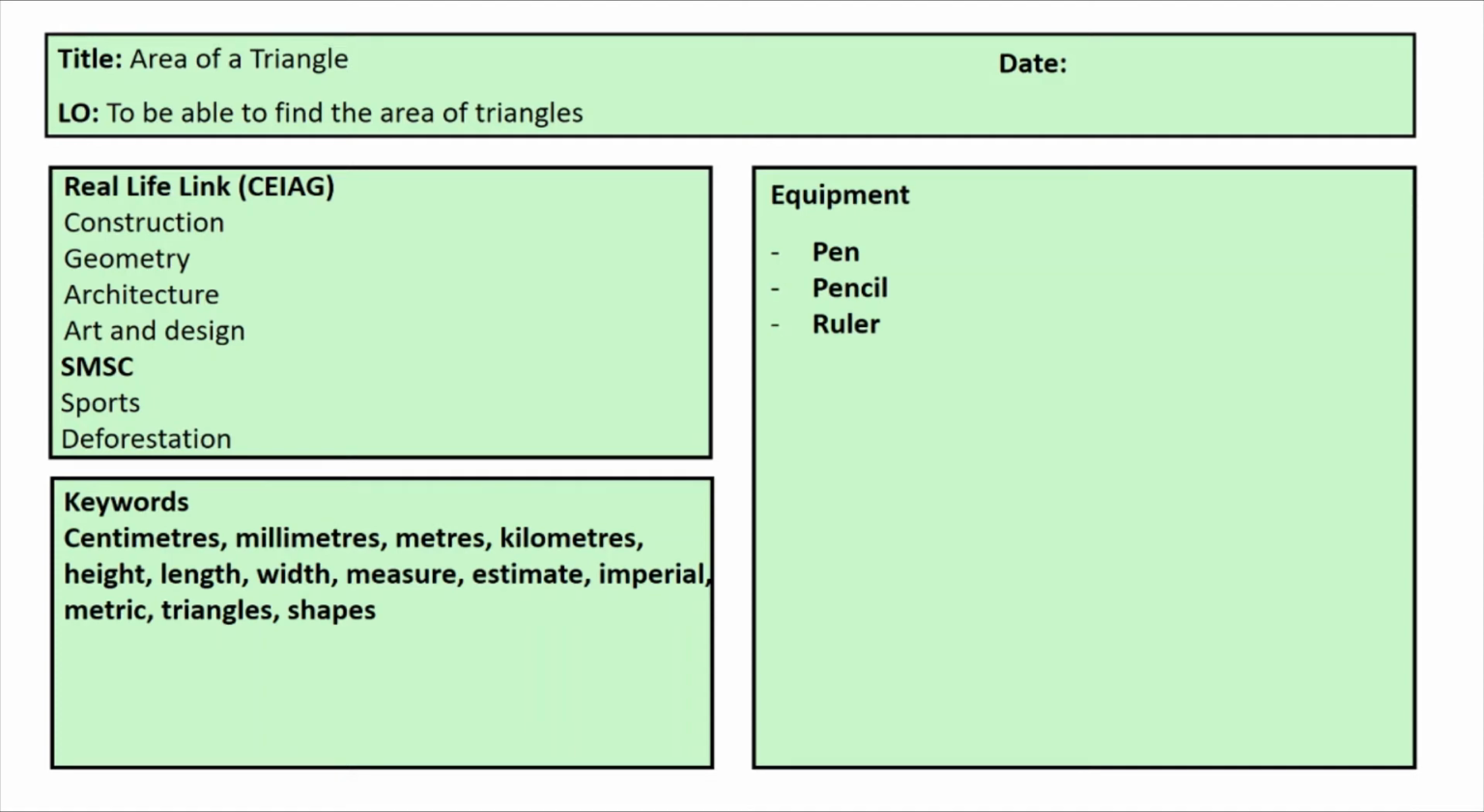Today we'll be finding the area of a triangle. The real life links of this will be construction, geometry, and pretty much similar to wherever shape and space is used elsewhere, like in area of a rectangle or perimeter and so on. Keywords here would be squared, centimeters, millimeters, centimeters squared, and the equipment required will be a pen, a pencil, and a ruler.